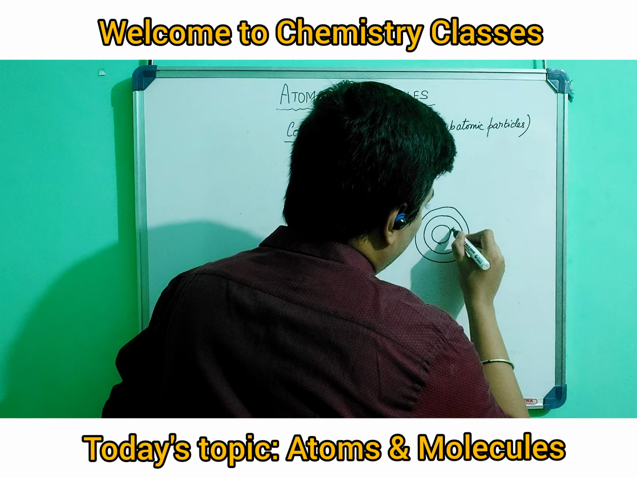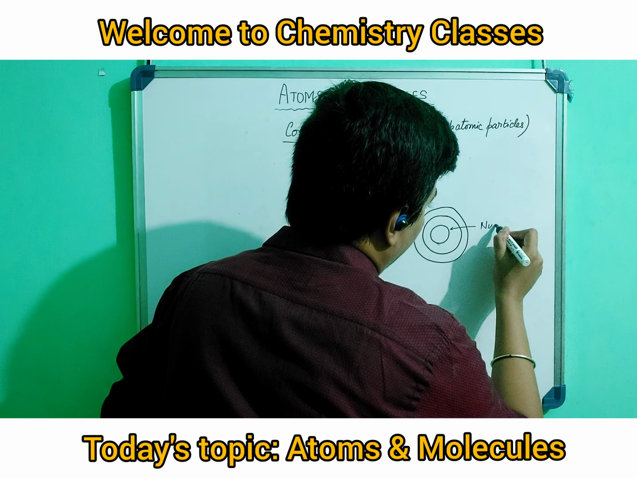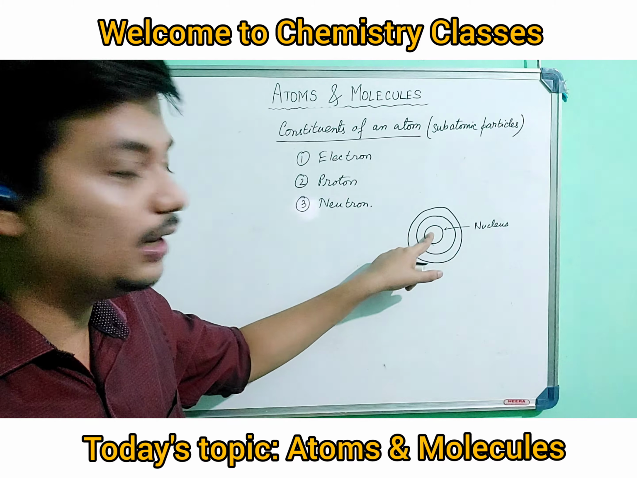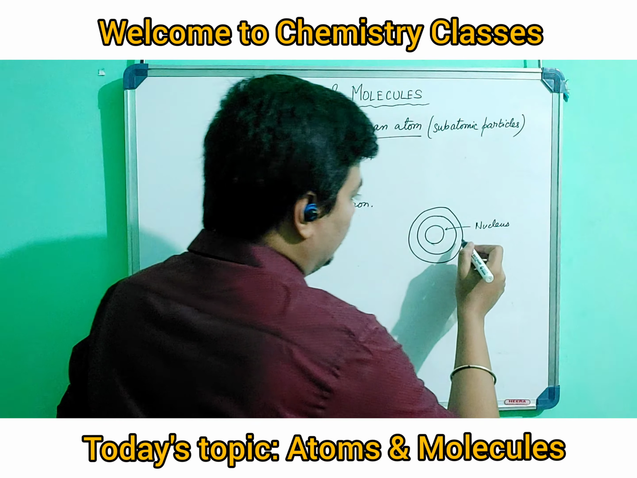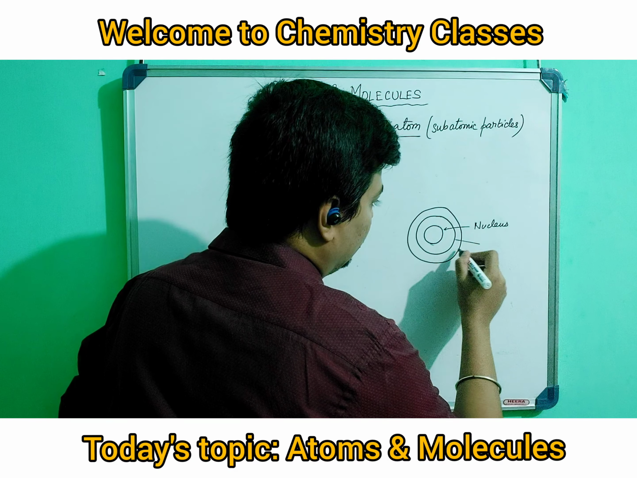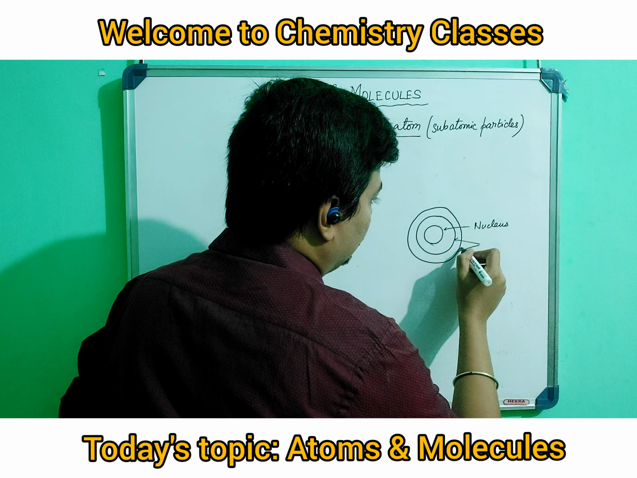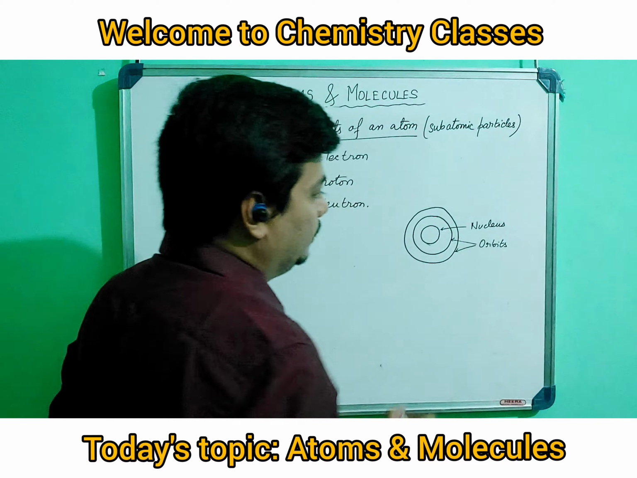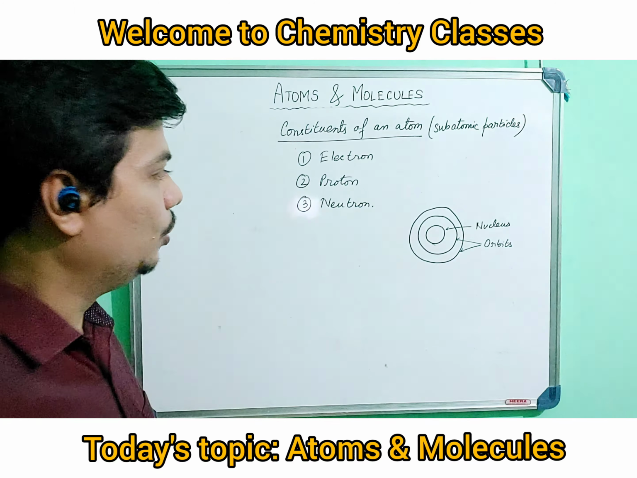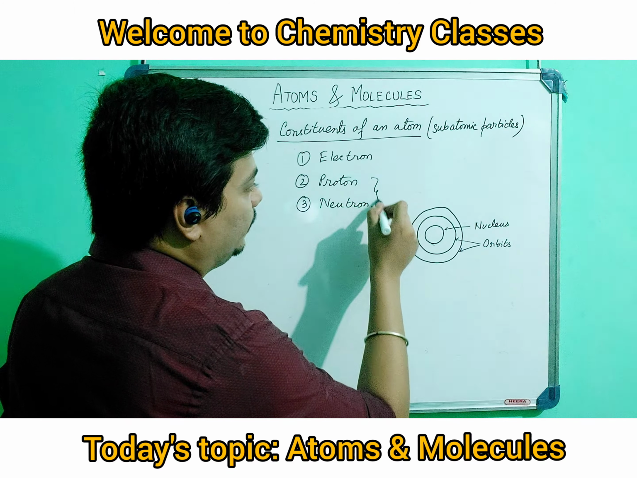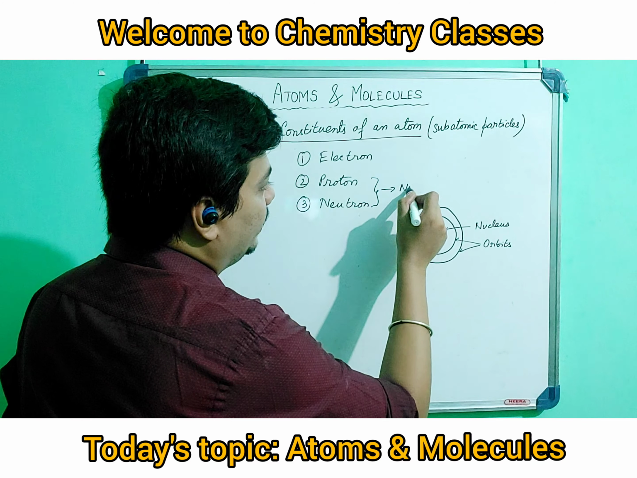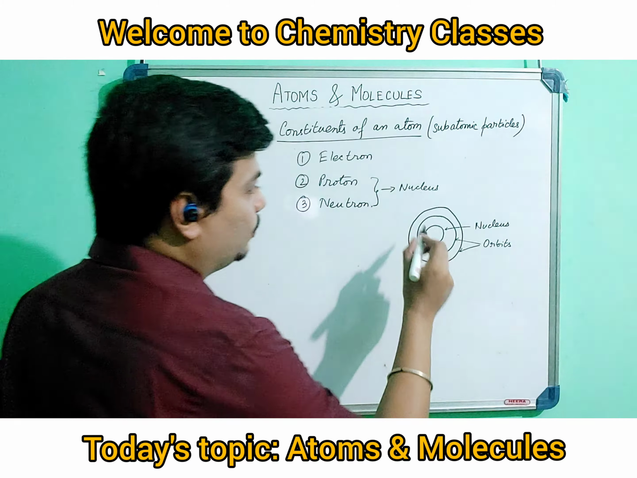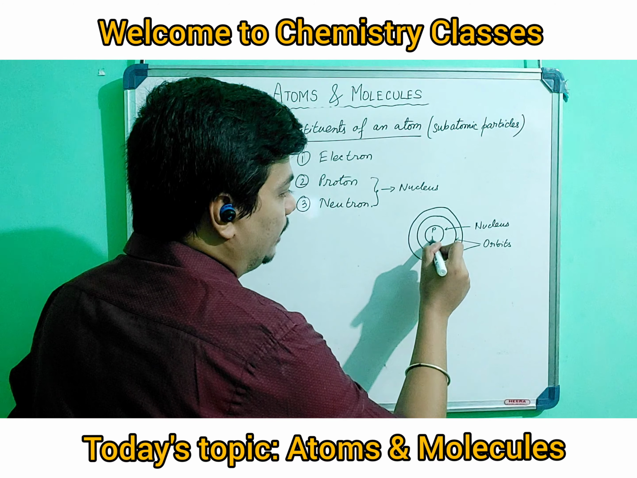This inner part is the nucleus. These are orbits. So the proton and neutron reside inside the nucleus. Inside the nucleus we have proton and we have neutron.